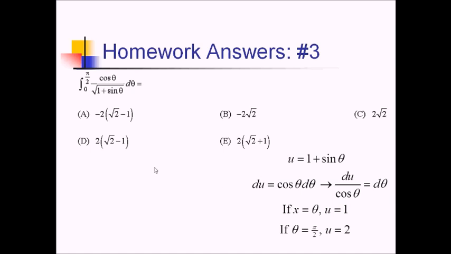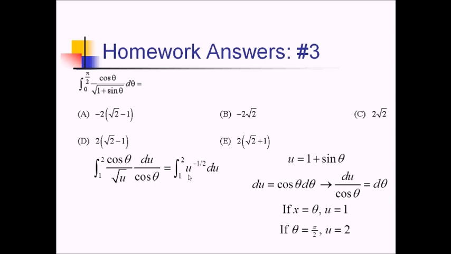Subbing all those things in now, we've got the integral from 1 to 2 of cosine of theta over square root of u times du over cosine of theta. Next, these cosines can cancel out. And I'm going to rewrite this square root of u as u to the negative 1/2, just to make it a little easier to integrate.